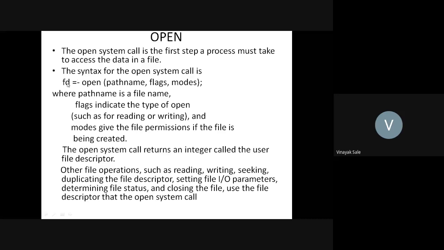So for the open system call, the syntax is fd, that is file descriptor, is equal to open. The parameters are path name, flags, and modes, where path name is the file name, flags indicate the type of open, such as for reading or writing, and mode gives the permission if the file is being created.